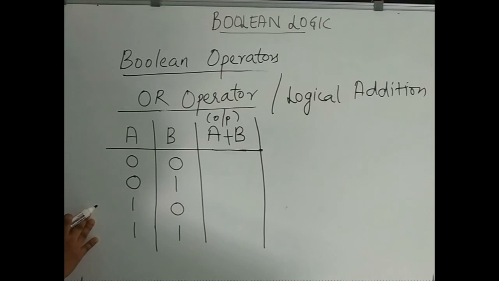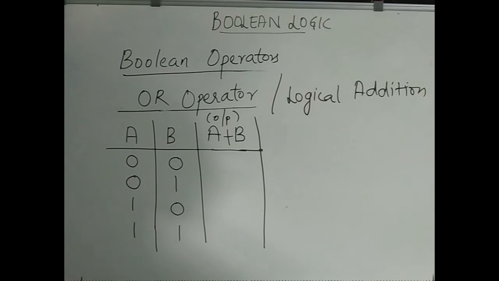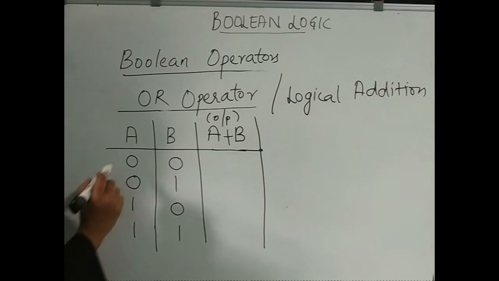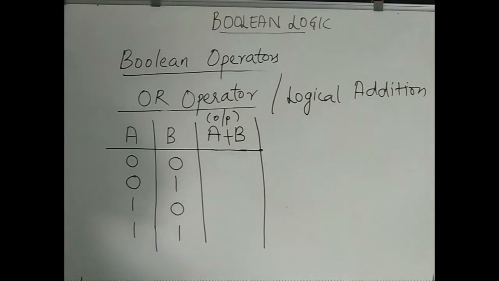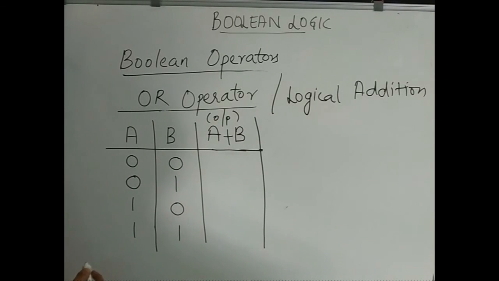Okay, so what happens to the OR operation? If we are performing the OR operation, you have to follow this rule. That is, if any one of the input is 1, please listen, if any one of the input is 1, the output will be 1. I repeat, if any one of the input is 1, the output will be 1. This is the case of OR operation. In the case of AND, what happened? If any one of the input is 0, the output will be 0. Right. So if any one of the input is 1, the output will be 1.